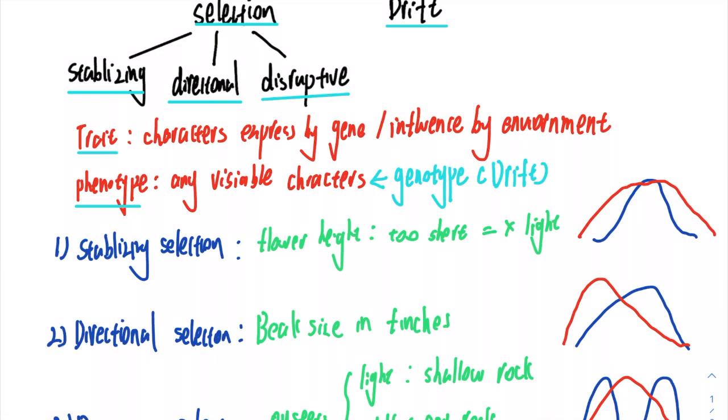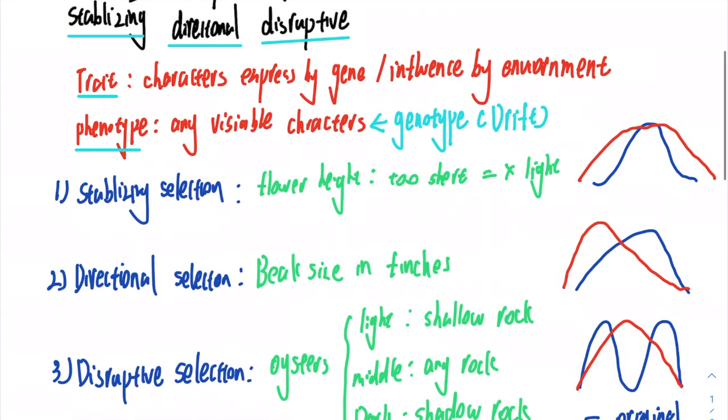So here is the chart of stabilizing selection. The red is after selection and the blue is original. You can see that both of the peaks are the same.